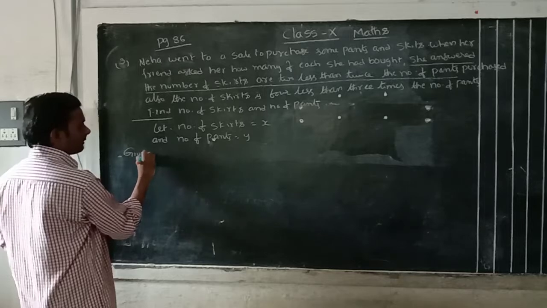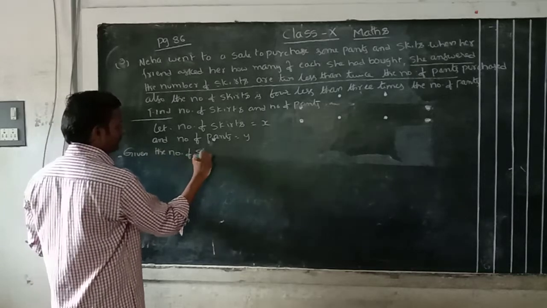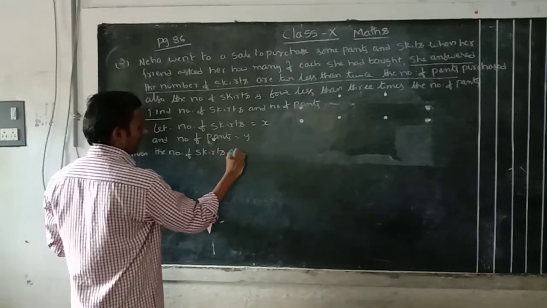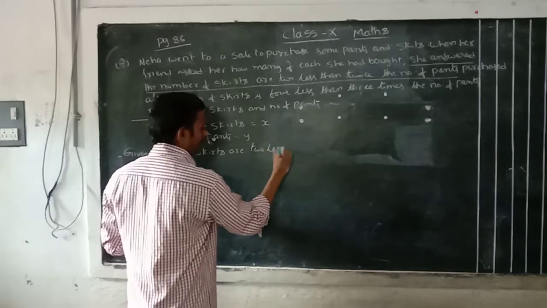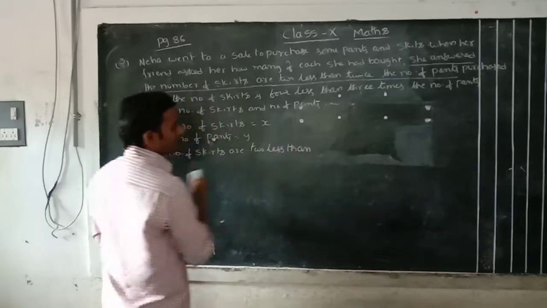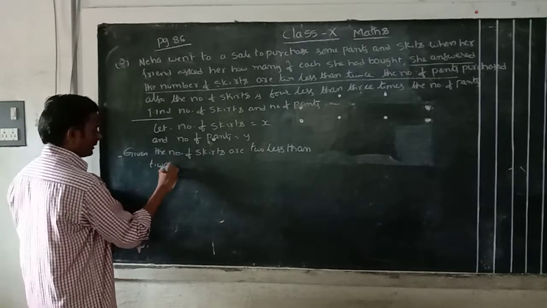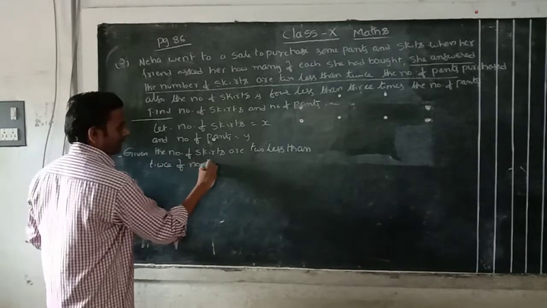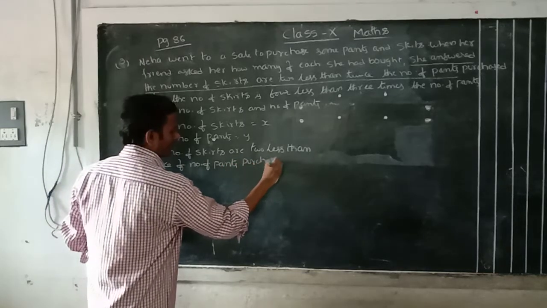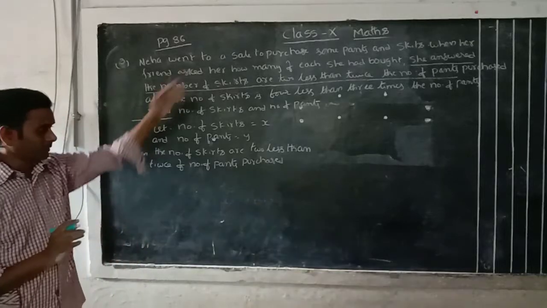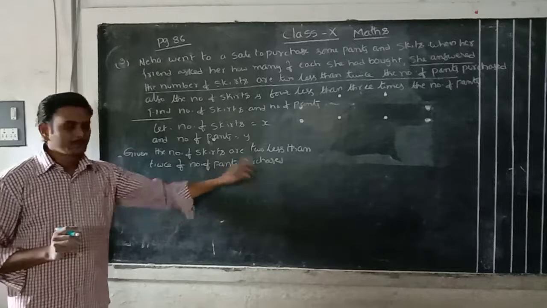The number of skirts is 2 less than twice the number of pants purchased. Okay, this is the first sentence. In the question again: the number of skirts is 2 less than twice the number of pants purchased.